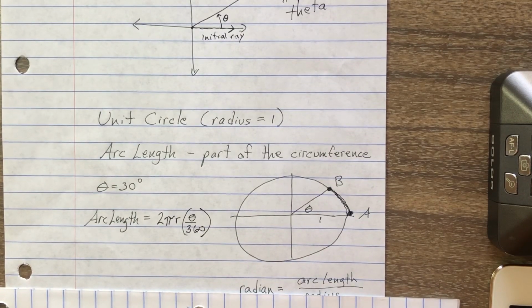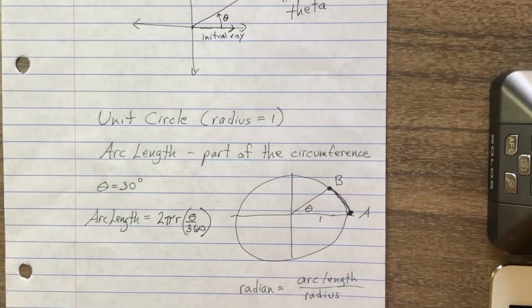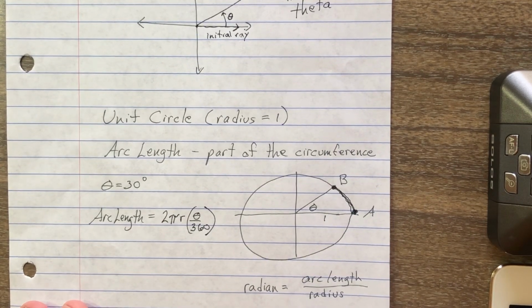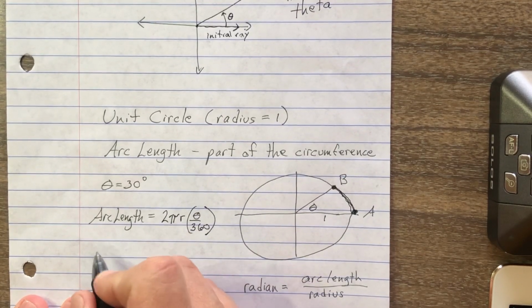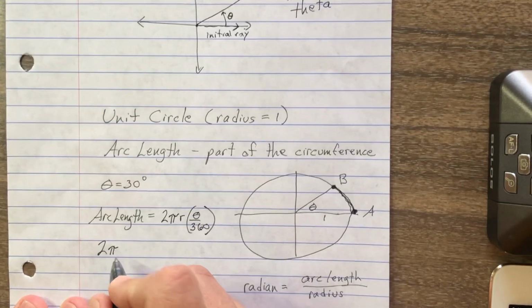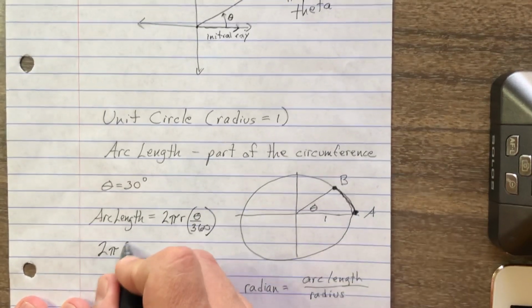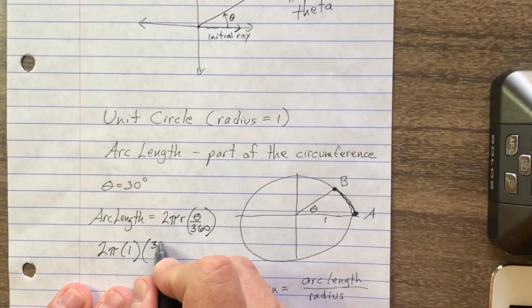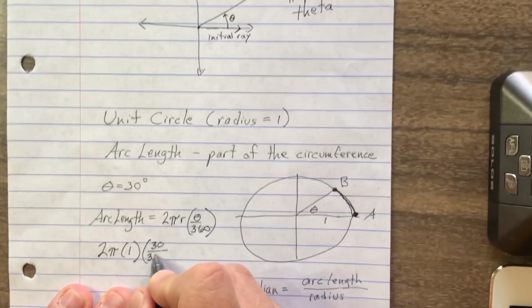So let's try that with an angle measure. Let's try it with 30 degrees, for instance. Let's say theta is 30 degrees. So that means the arc length is going to be 2 times pi times the radius, which we just said was 1, times 30, which is theta, divided by 360.